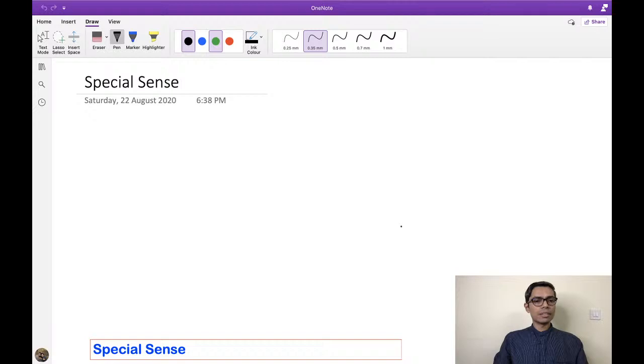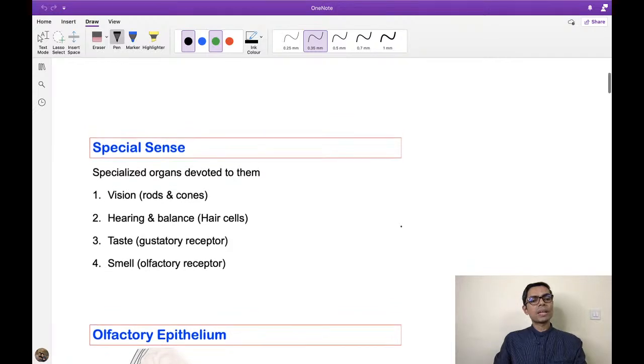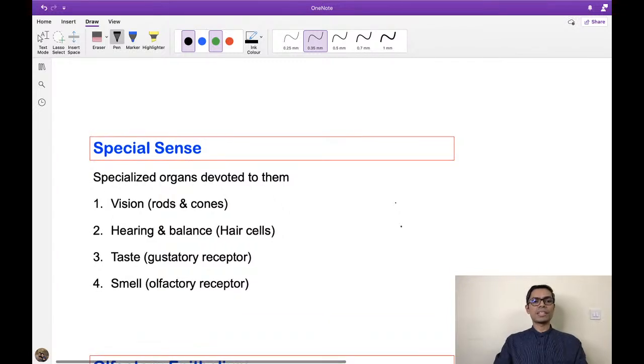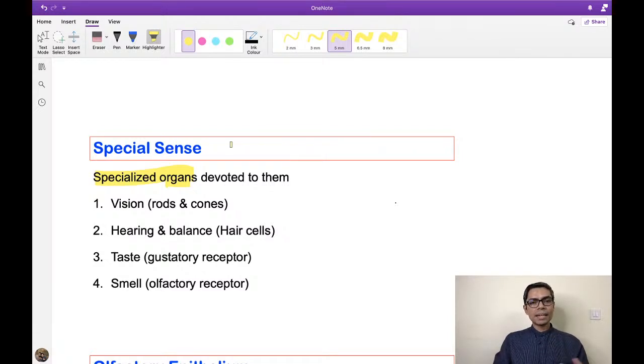So whenever we are talking about the special senses, we should know why they are known as special senses. First of all, what is the meaning of special sense, and what is so special in these senses? Always remember that special sense means for this kind of sensation there is a specialized organ devoted to it. For example, if you think of pain, temperature or touch, there are receptors which are not specialized for only touch, or only pain.